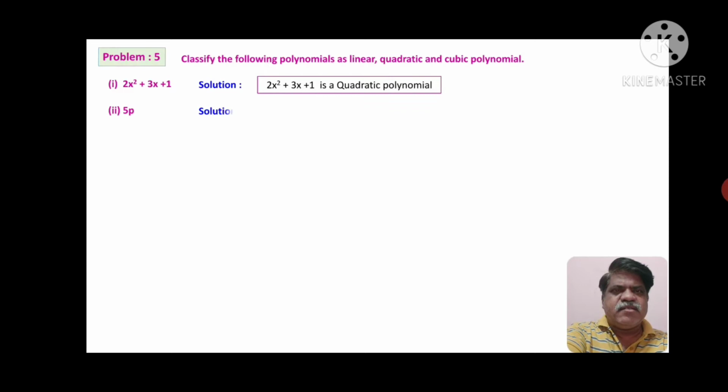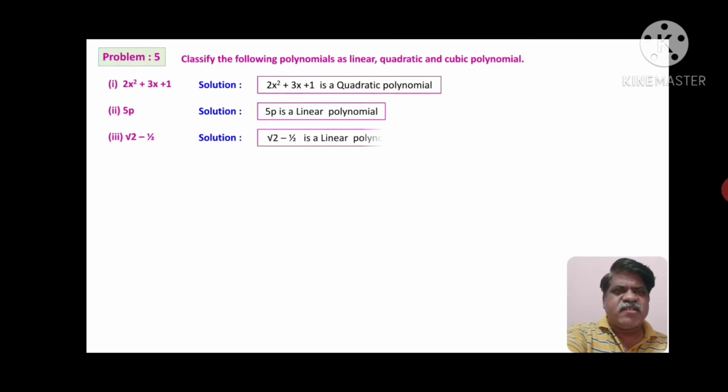Here this 5p is a linear polynomial. Now the third one, root 2 minus half. Here you could see that root 2 minus half is a linear polynomial again.